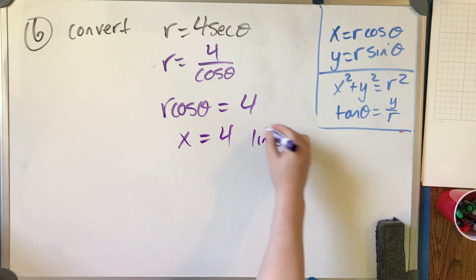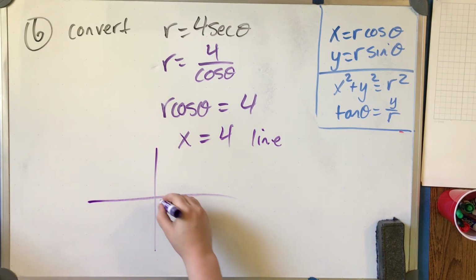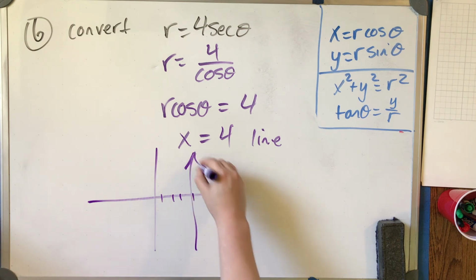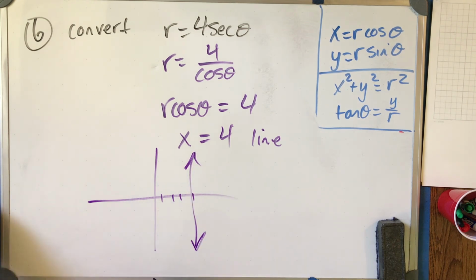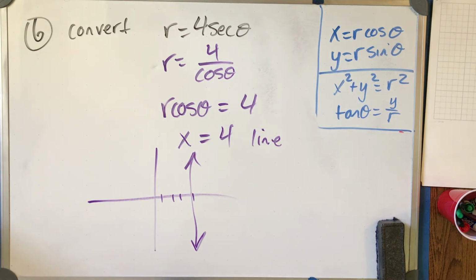So this is going to be a vertical line. If I were to do a quick sketch of it, 1, 2, 3, 4, it's going to be right there. And eventually, we might start recognizing that if you have something like 4 secant, that's going to end up being a vertical line. And if maybe we had something like 4 cosecant, that might end up being a horizontal line.